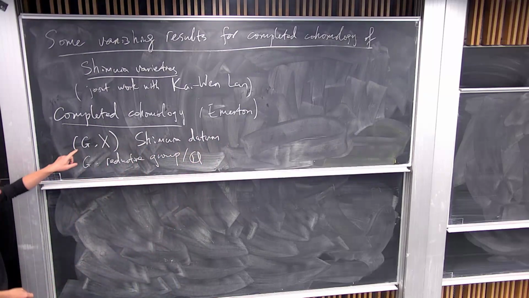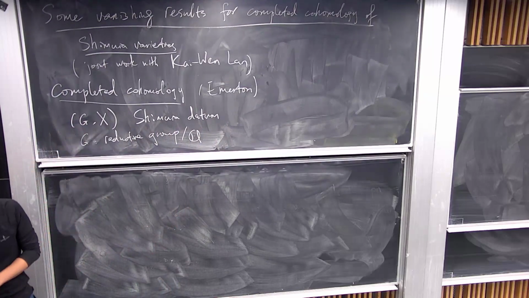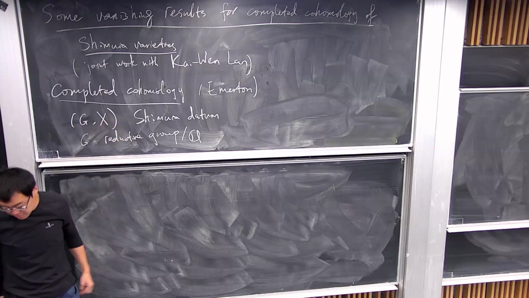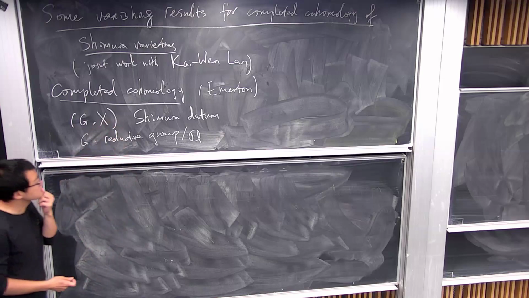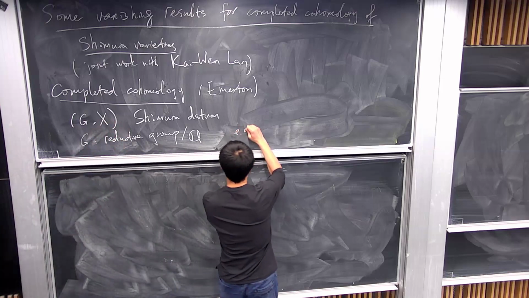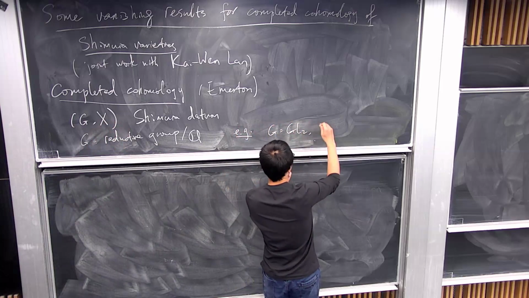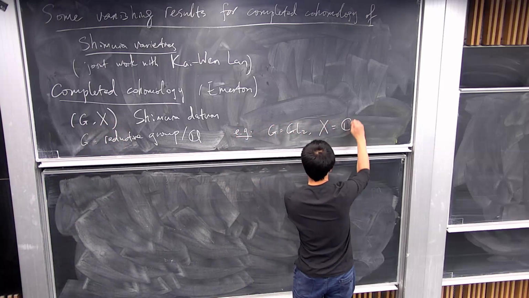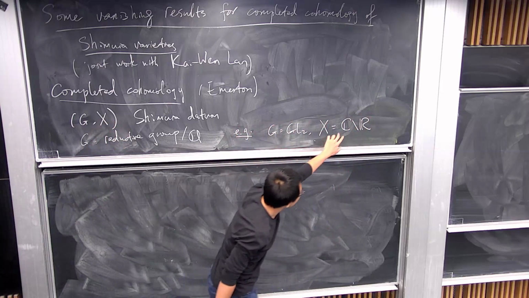and X is some Hermitian space with an action of G(R), satisfying some axioms that I'm not going to repeat here. For example, you just take G to be GL2, take X to be the union of the upper and the lower half plane.